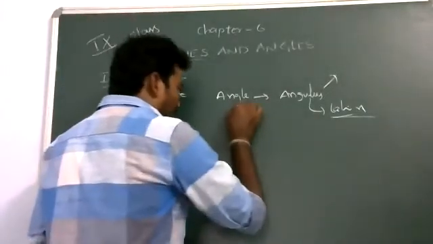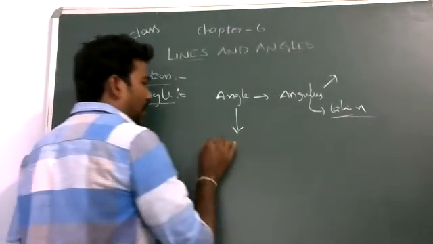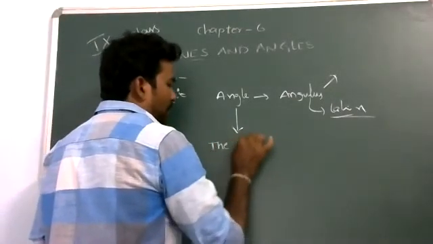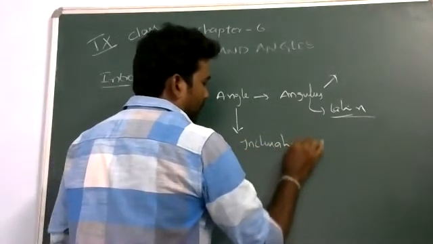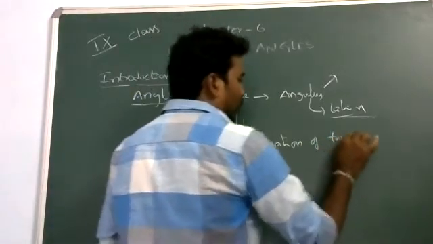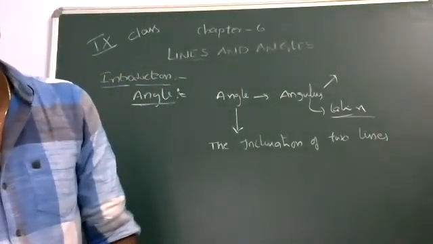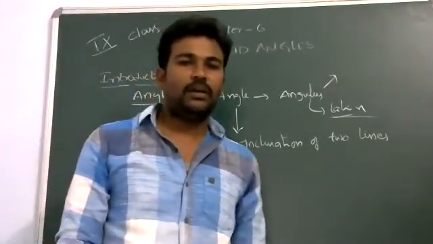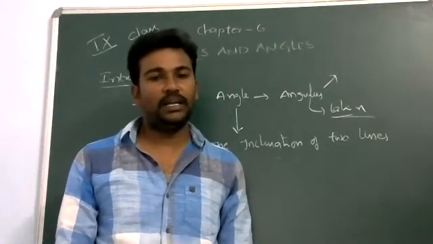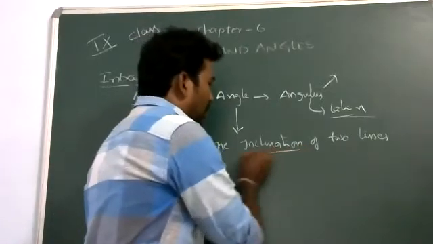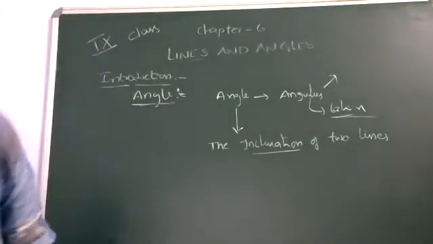Now according to our books, the inclination of two lines is called an angle. Is it clear? Inclination, this word is important. The inclination of two lines is called an angle. Now comes the next topic.